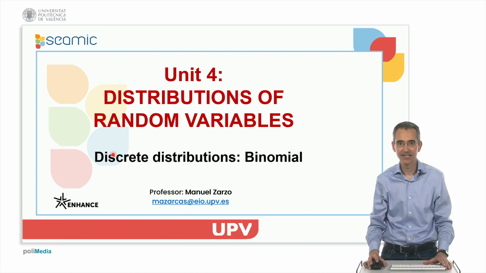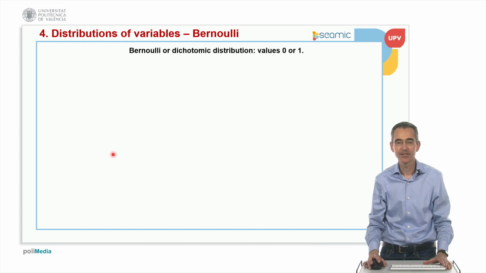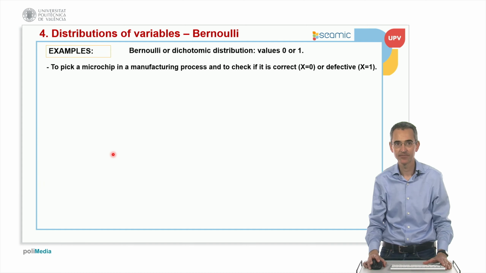Good morning. We are in Unit 4, Distributions of Random Variables, and today we're going to talk about the binomial distribution, which is one of the most famous types of discrete models. But before that, I'm going to talk about the Bernoulli distribution. It is called Bernoulli or dichotomic because the values are just 0 or 1. And then I'm going to present several examples.